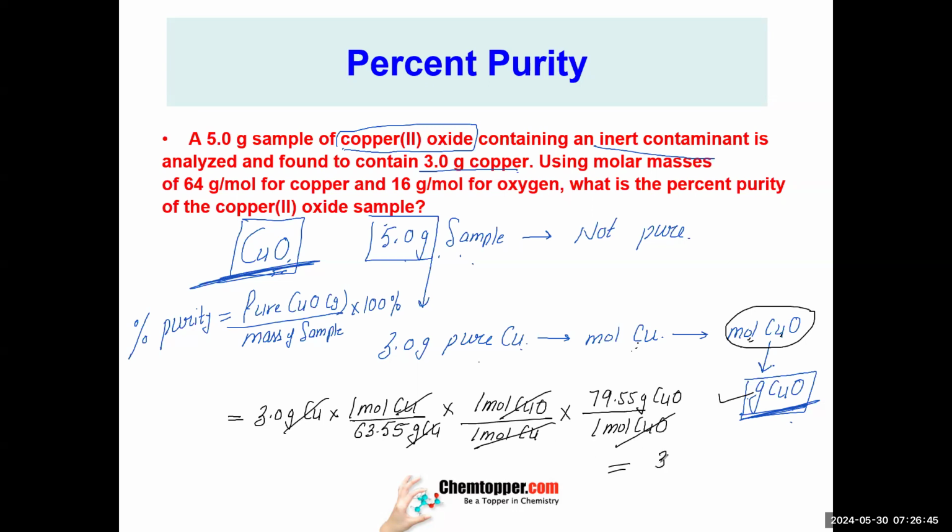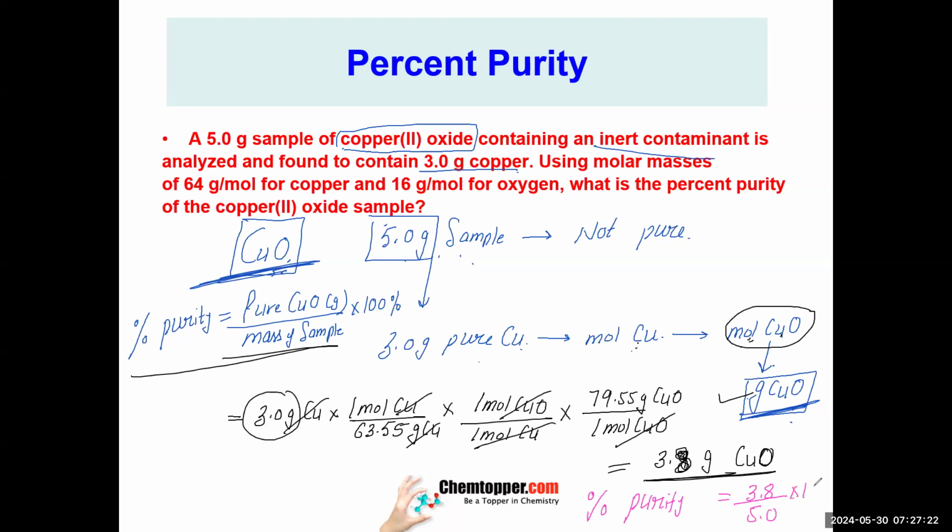I'm getting 3.7. I'll take only two significant figures, 3.0 grams, so 3.8. 3.8 grams of CuO. Amodita, is it correct? 3.8 grams. So the percent composition, now I'm going to use this equation. So the percent purity of the sample is 3.8 divided by 5.0 multiplied by 100. And Amodita is saying 76%.